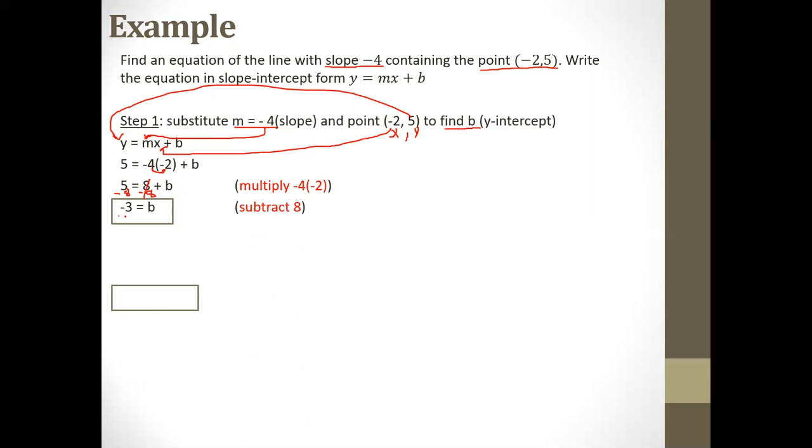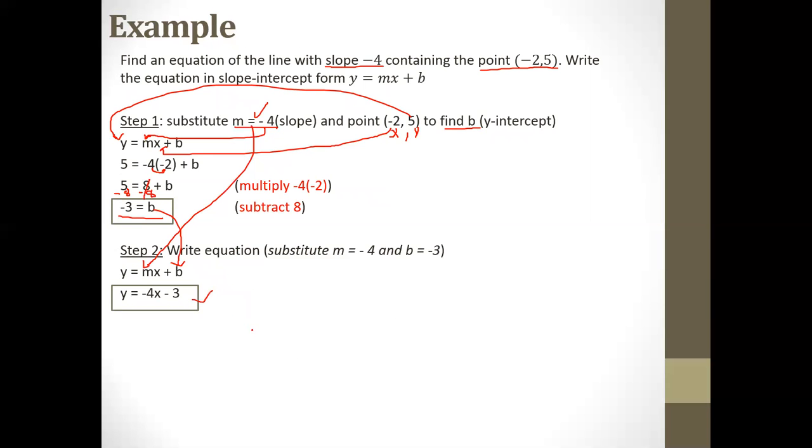Now that we have our y-intercept, and we already had the slope from before, we'll use that slope and y-intercept to write the equation. So using our slope-intercept form of the equation again, we're substituting -3 for b and -4 for m. Our equation would be y equals -4x minus 3. And we're done.